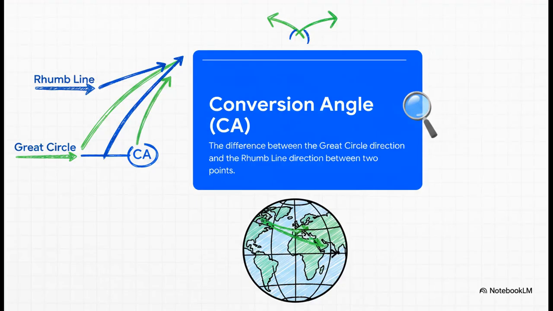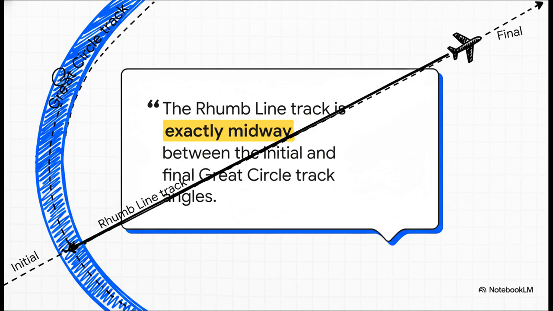The conversion angle, or CA as we call it, is the missing link. At any point on your flight, it's the exact angular difference between the super efficient Great Circle track and that simpler Rhumb line track. Now, here's the secret. This is the one insight that makes all the calculations just fall into place. That constant Rhumb line track is always perfectly in the middle of your changing Great Circle track.